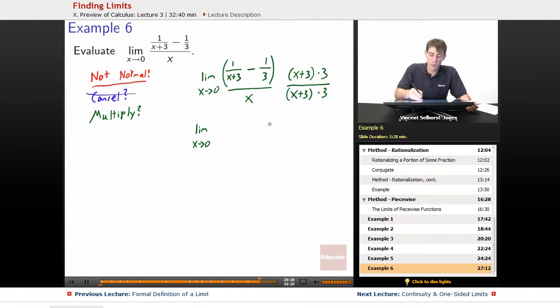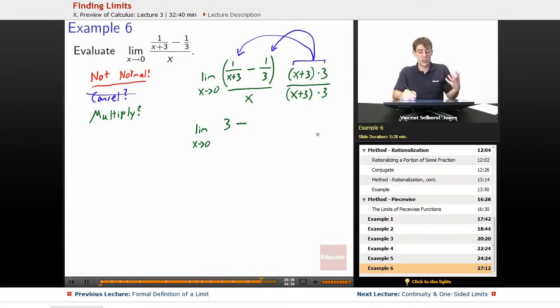What do we get on the top? Well, x plus 3 times 1 over x plus 3, those cancel out. We're left with just the 3. So x plus 3 times 3 on 1 over x plus 3, the x plus 3 cancels out, and we're left with just 3. Minus, when x plus 3 times 3 hits 1 over 3, the x plus 3 doesn't do anything, but the times 3 cancels out, so we're left with minus the quantity x plus 3.